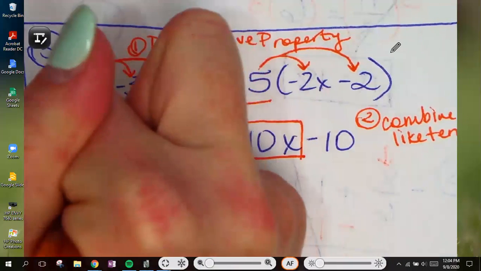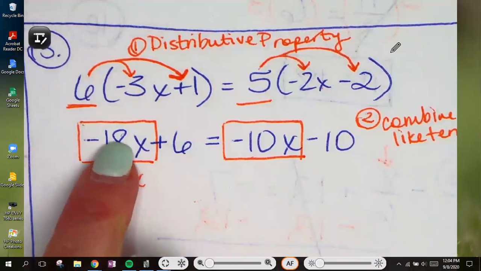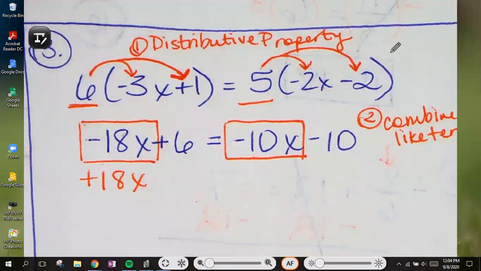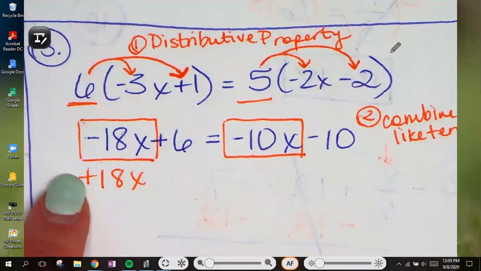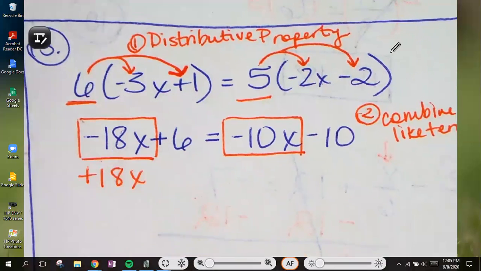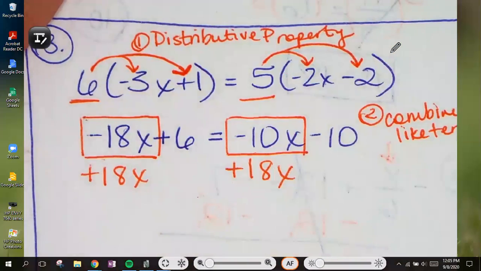Plus 18x. Now, a lot of people said, well, Ms. Frisbee, it's negative 18 times x, so why don't we divide? And that would be what you did if you were just moving the 18. But since you're moving the whole term, you are adding and subtracting it, because that term is being added and subtracted to the other part of the equation. So if I do it to one side, I have to do it to the other side.